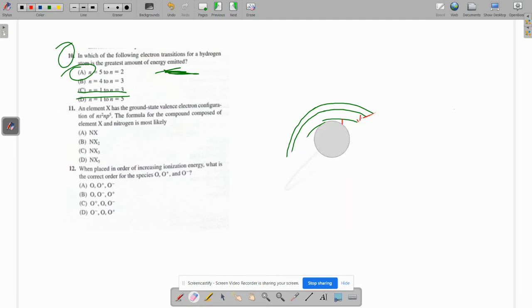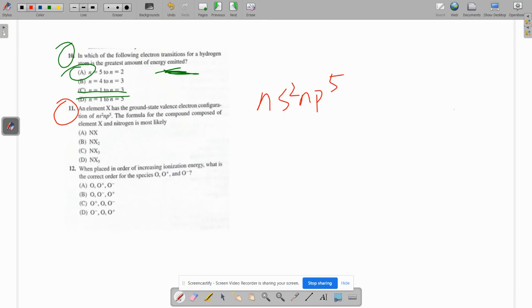Let's see, moving on. How about number 11? This one's kind of tricky. It says element X has a ground state valence electron configuration of nS2 nP5. So first of all, what does that mean? Remember, n can be any energy level. It could be the fifth energy level, the fourth energy level. But what's important here is that you've got 2 electrons here, 5 electrons here. That's a total of 7. So basically, it's something with 7 valence electrons. This could be anything from the halogens, so it could be fluorine, chlorine, bromine, iodine, any one of those. So it's basically saying element X is a halogen.